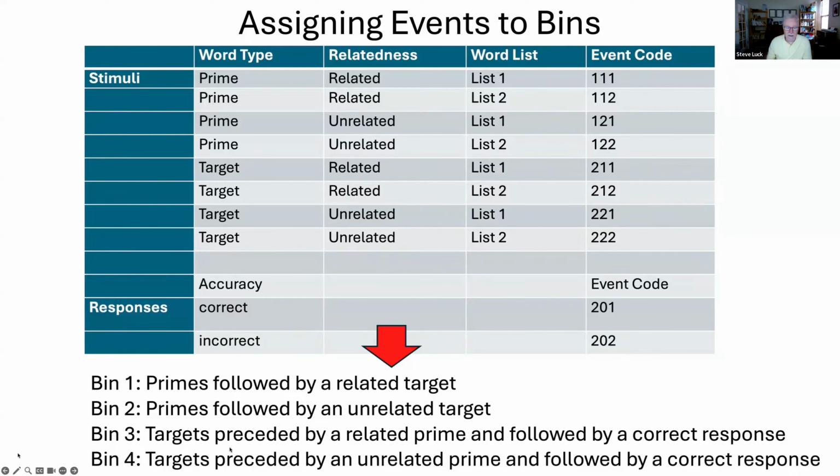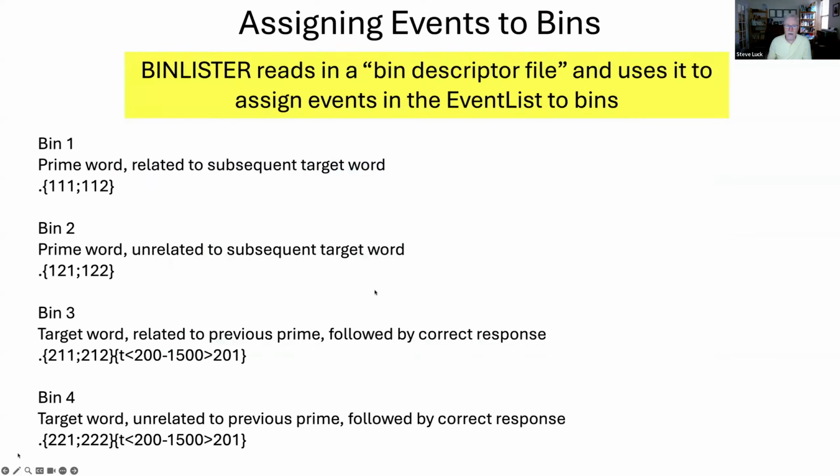The main analysis, though, will look at the targets. These are the target words that were either preceded by a related prime or preceded by an unrelated prime. And in both cases, we're going to require that they're followed by a correct response. The way that we do this is we create an abstract description of each one of these bins in terms of the event codes. So you'll create this file.